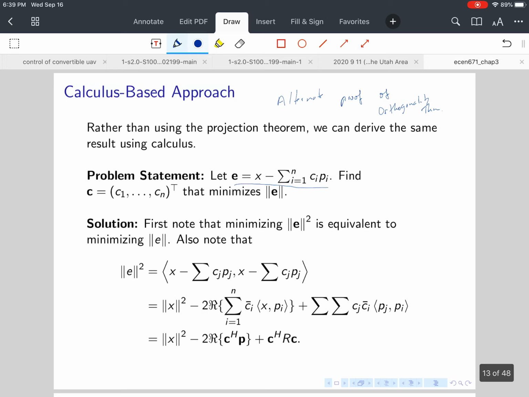Okay, so again, we let the error be x minus a linear combination of all of our data vectors. And we want to find all of these coefficients, c, that minimize the error. So it's the same problem. We have S, our span of p1 up to pn, and we have an x. We want to find x hat in here that minimizes the error.